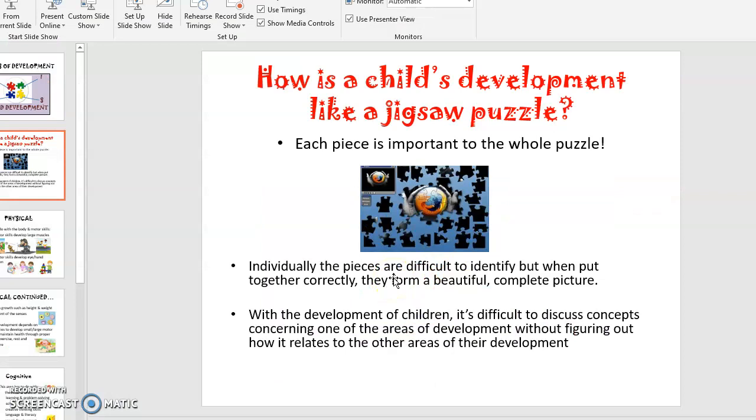Child development really is like a jigsaw puzzle because all of the pieces go together to form the development of the child. And the development of the child then is going to be dependent on how those areas of development are functioning and also how they're working together. It's difficult to discuss concepts concerning one area of development without figuring out what's going on in the other areas. They impact each other.